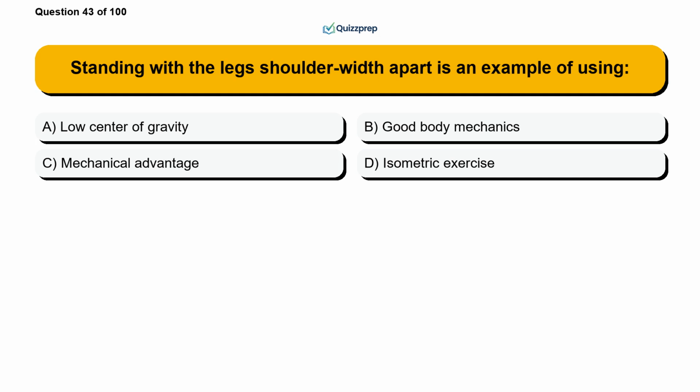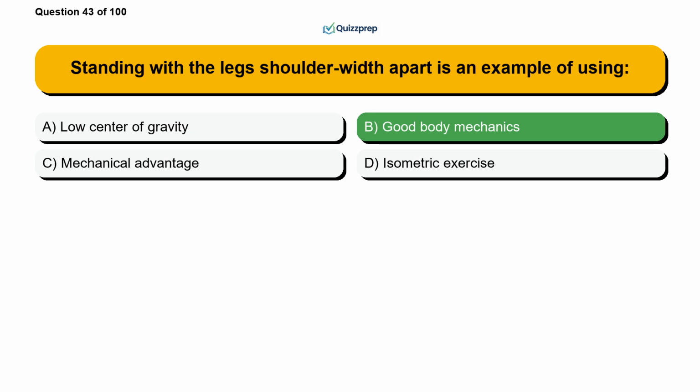Question 43. Standing with the legs shoulder-width apart is an example of using: Option A, low center of gravity. Option B, good body mechanics. Option C, mechanical advantage. Option D, isometric exercise. The correct answer is option B, good body mechanics.